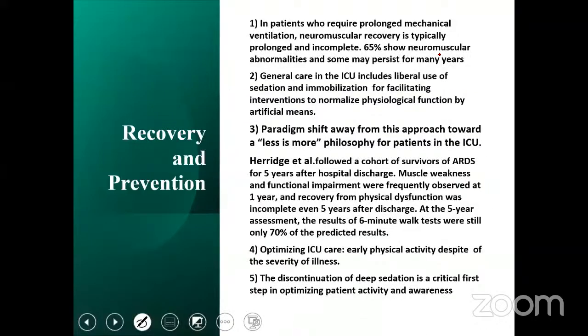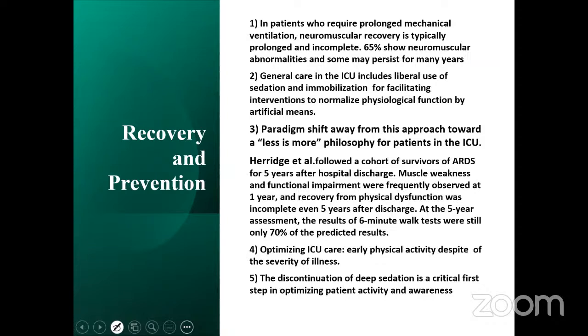So what is the recovery pattern in these cases? Let us see how they recover. Is there any treatment? In patients who require prolonged mechanical ventilation, neuromuscular recovery is typically prolonged and incomplete. 65% show neuromuscular abnormalities, and some may persist for many years.